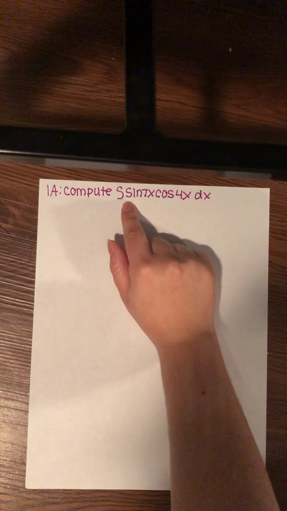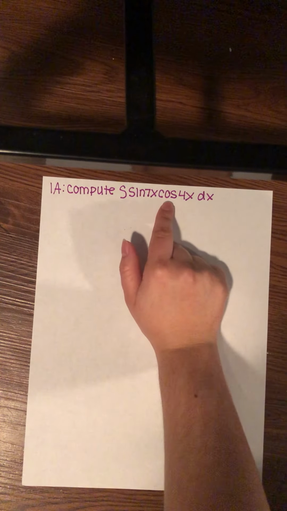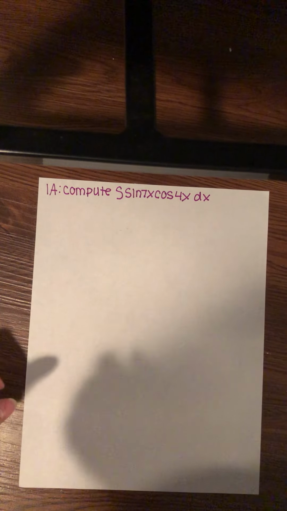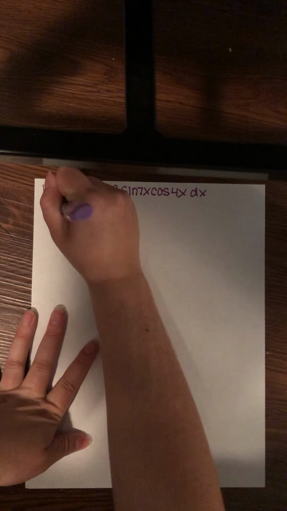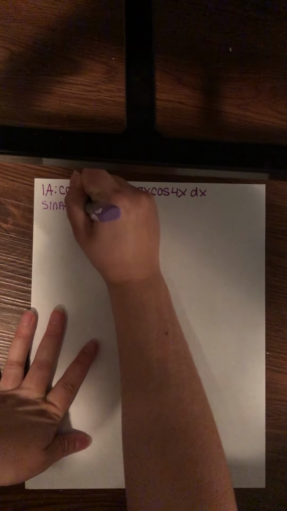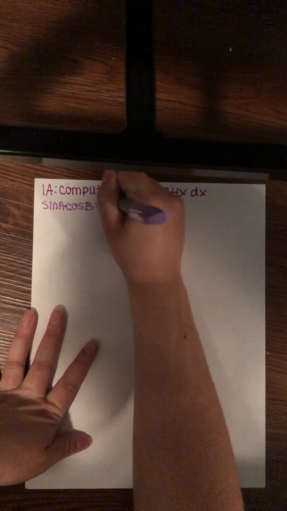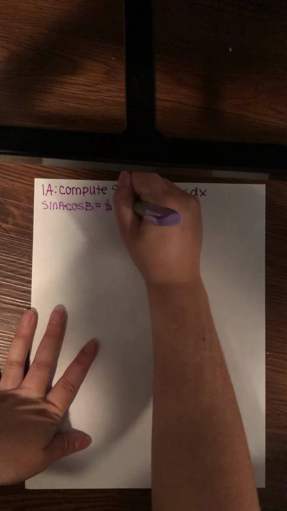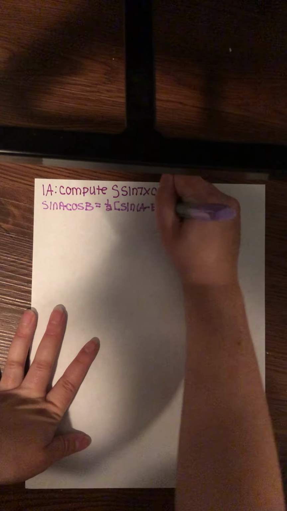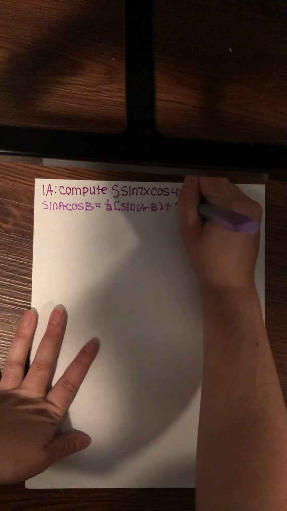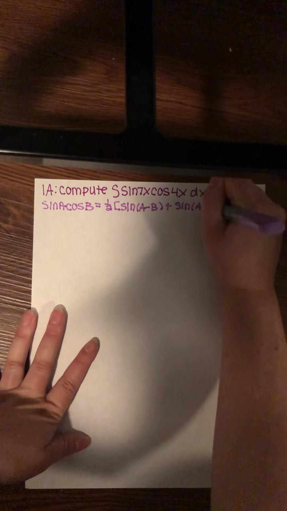So for question 1, part A of the exam, the question was to compute the integral of sine 7x times cos 4x dx. Now this question is really simple. You just have to remember the one identity: sine A cos B equals 1/2 [sine(A minus B) plus sine(A plus B)].